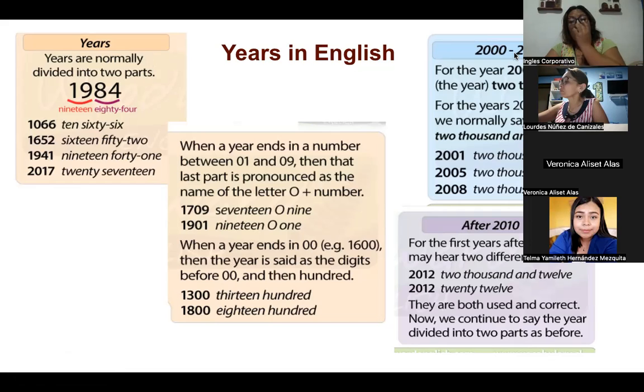Then, for 2000 to 2010, you can say 2000, obviously, but for years from 2001 to 2010, we normally say 2000 and the number. So, for example, 2001, 2005, 2008. Okay, there we only add the and, from 2001 up to 2010.